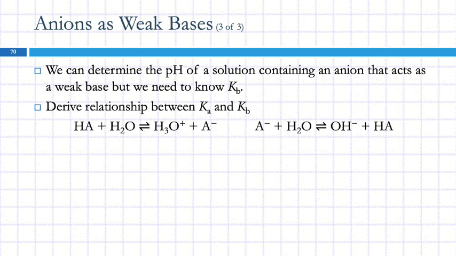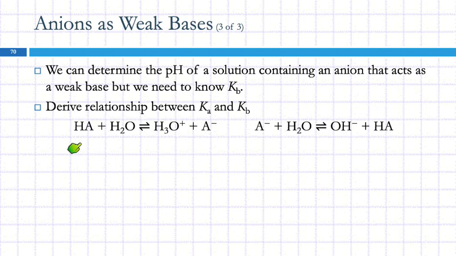So we can determine the pH of a solution containing an anion that acts as a weak base, but we need to know its Kb value. So anything that's acting as a weak base, we can do that process. We write the equation, and then we make an ice table, and then we solve for X, right? So what is the relationship between Ka and Kb? Because if you're looking at the conjugate base of a weak acid, you may not be able to find its Kb value. You're going to find Ka for the weak acid. So try to run through this relatively quickly.